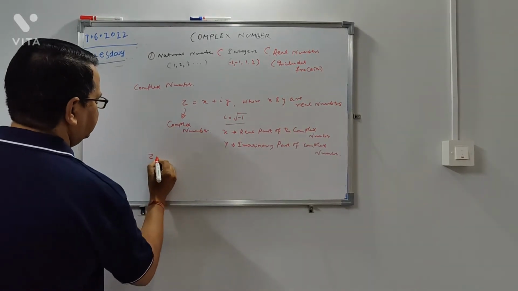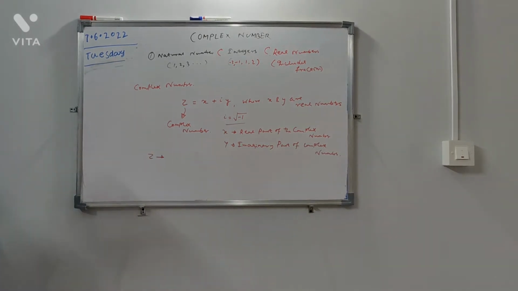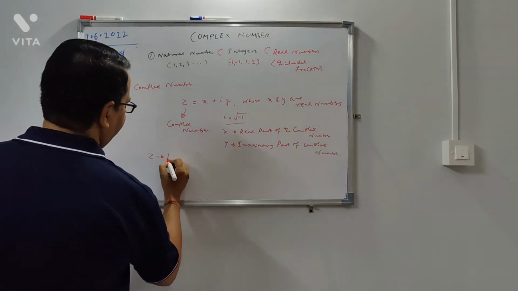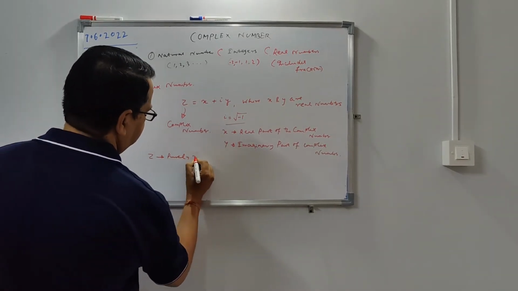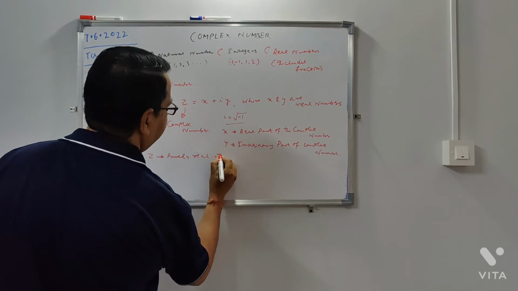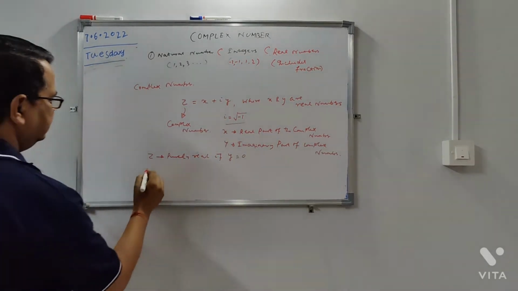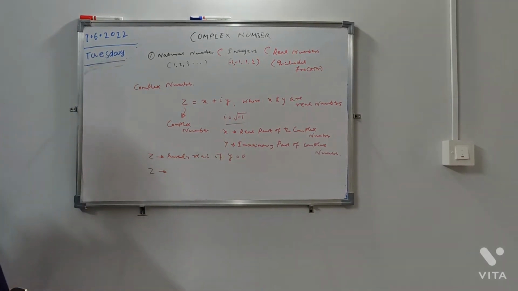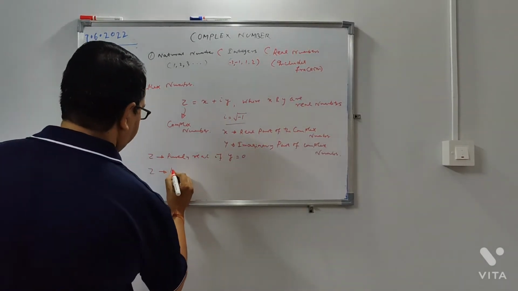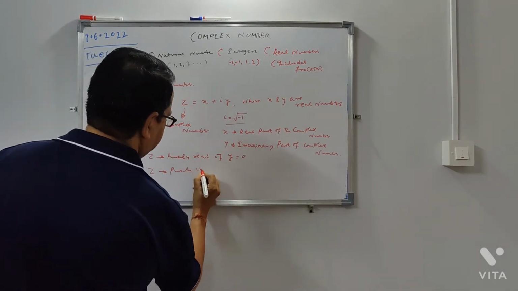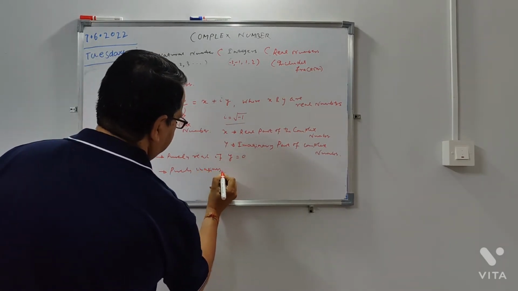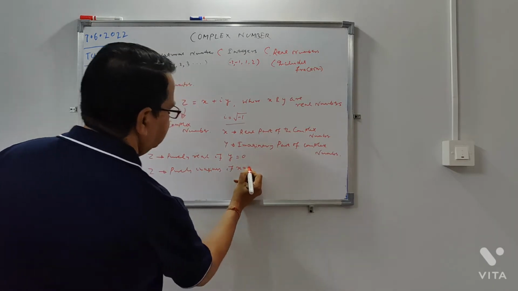A complex number z is called purely real if y is equal to 0. If y is 0, it is purely real. And z is purely imaginary if x is equal to 0. Correct?